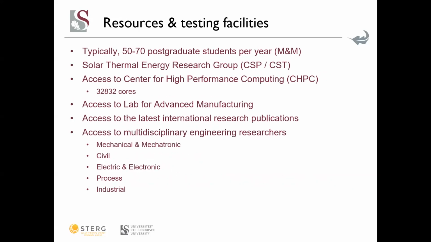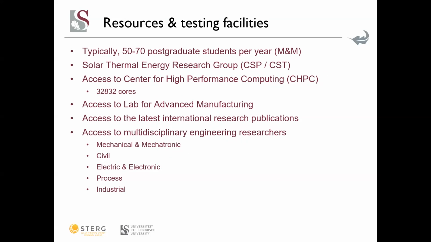So in terms of the resources and testing facilities at our department, we typically get between 50 and 70 postgraduate students a year at our mechanical and mechatronic department. We also have a link to the Solar Thermal Energy Research Group, which looks at the application of ACCs and dry cooling systems for concentrated solar power, concentrated solar technology applications.